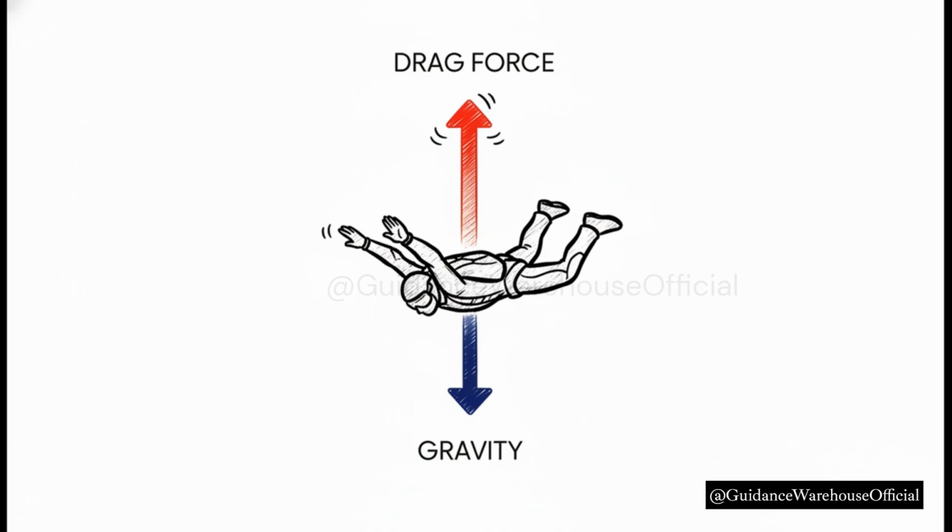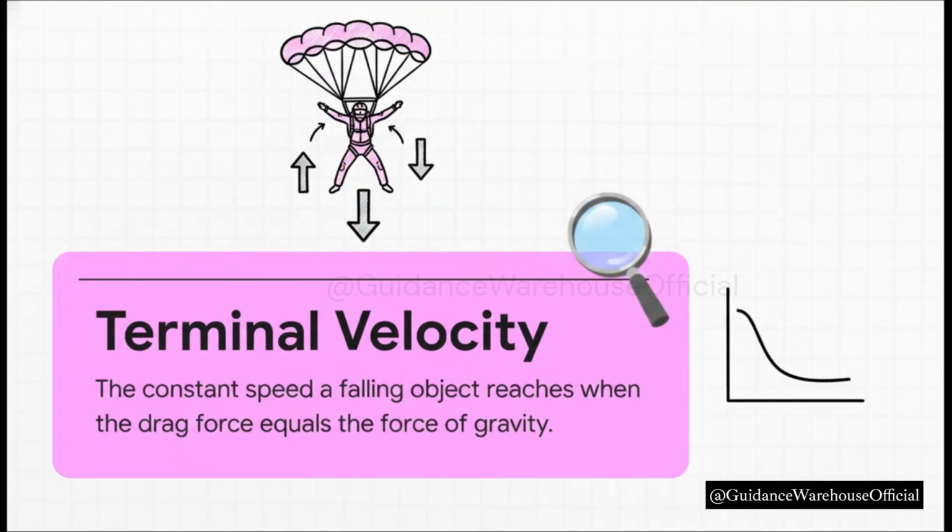That's just their weight. But at the same time, drag force is pushing up, and it gets stronger and stronger as the skydiver falls faster and faster. Eventually, you get to a point where that upward push of drag becomes exactly equal to the downward pull of gravity. The forces balance out perfectly. The net force becomes 0. And according to Newton's laws, if there's no net force, there's no more acceleration. The skydiver has hit their maximum speed.